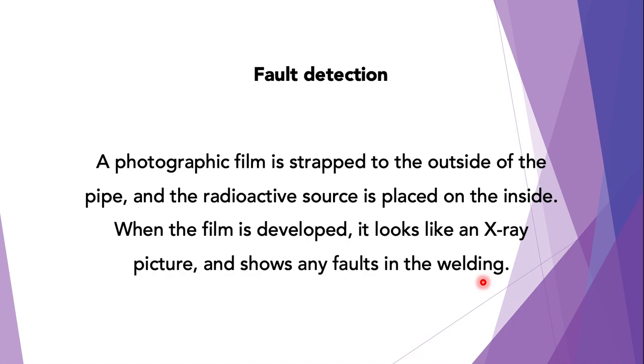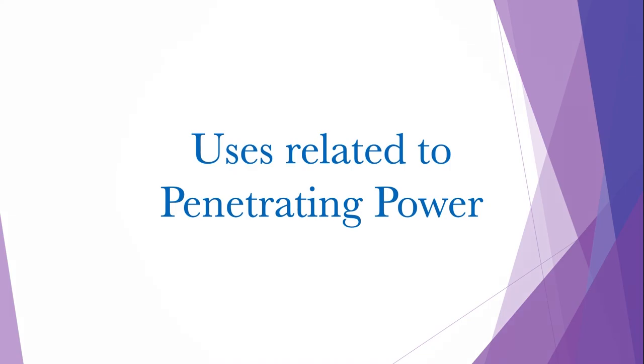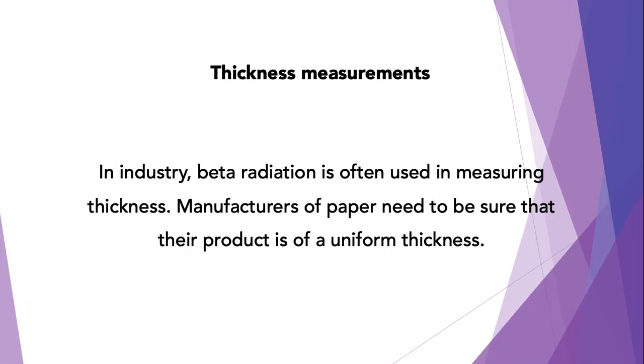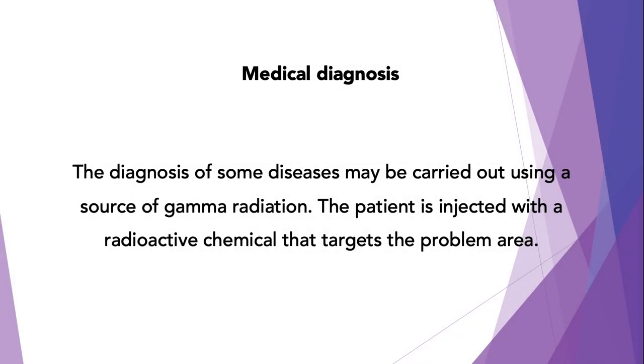That's a cool way of detecting any faults. That's one way to do it for the pipe work. We do it in other ways for other things. So this is how we detect faults using the penetrating power of radioisotopes. This was it for the uses of penetrating power. We have smoke detectors, thickness measurements, medical diagnosis, and lastly fault detection.